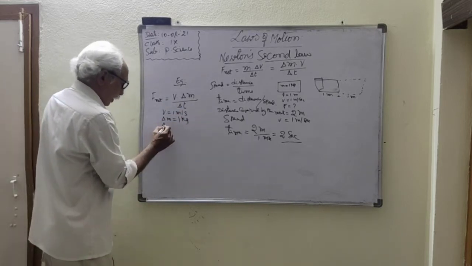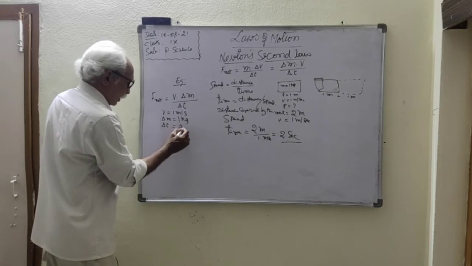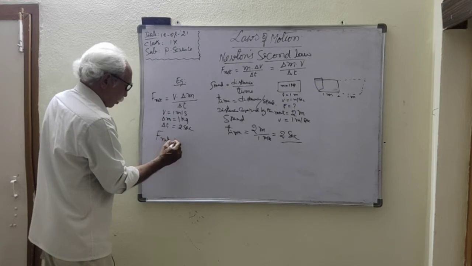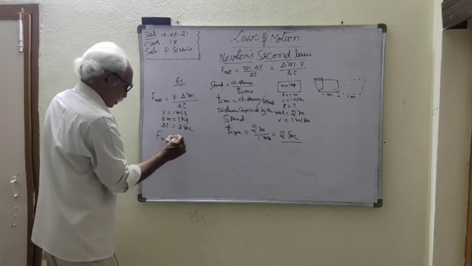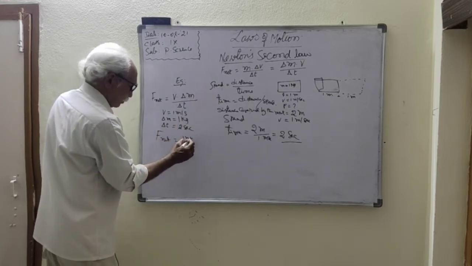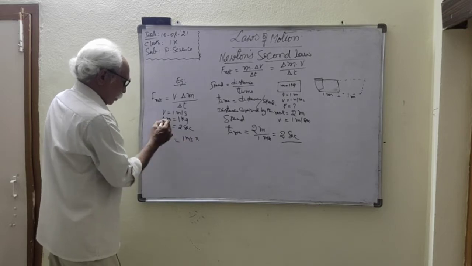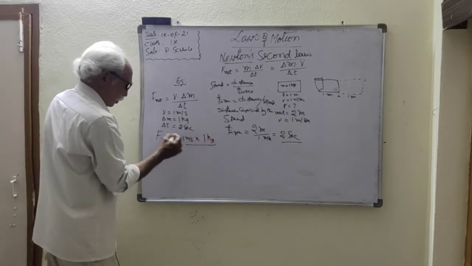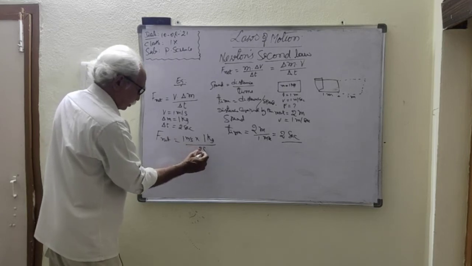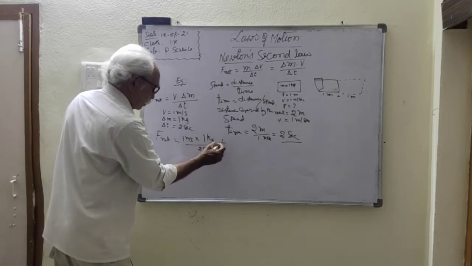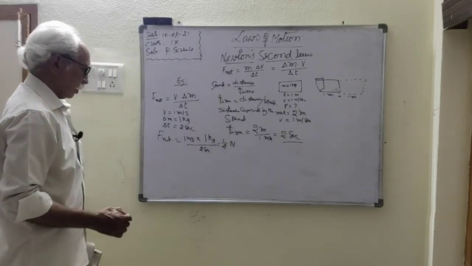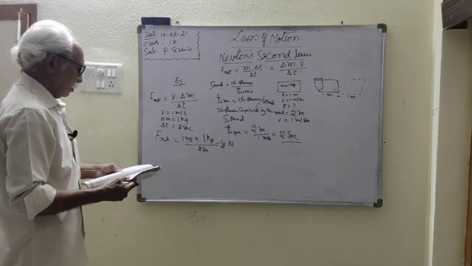Next, time is equal to 2 seconds. Then net force is equal to velocity 1 meter per second into change in mass 1 kg by time 2 seconds. Therefore it is equal to 1 by 2 newtons. This is the net force.